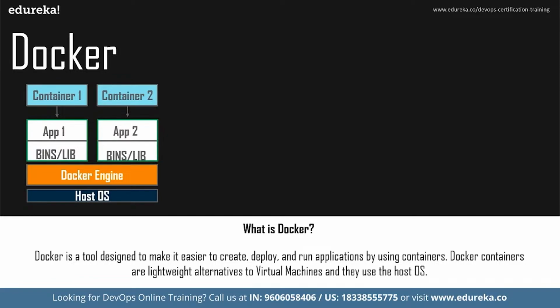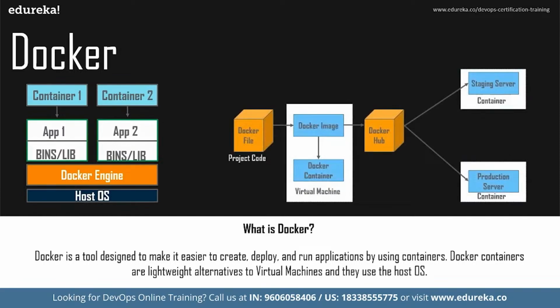So there's the host operating system, and on top of that host OS, there is a Docker engine, and with the help of this Docker engine, Docker containers are formed, and these containers have applications running in them. The requirements for those applications, such as all the binaries and libraries, are also packaged in the same container. Also remember that there can be multiple containers running on top of the host machine. So this is what a general workflow of Docker looks like.